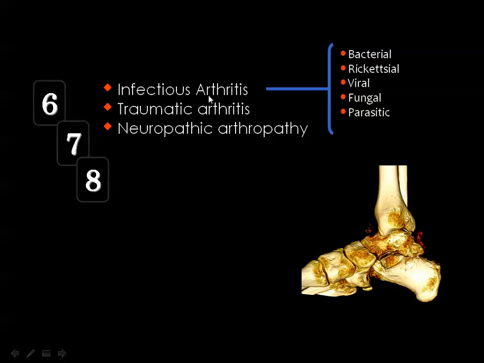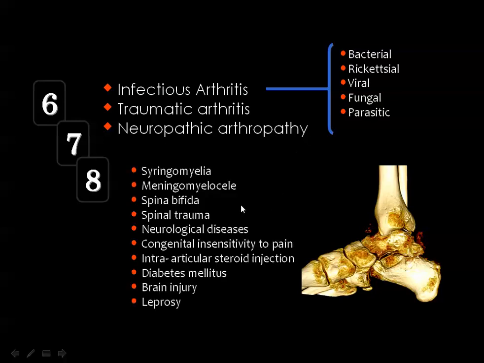Infectious arthritis or septic arthritis, whatever the etiology, will be also discussed here. Traumatic arthritis and neuropathic arthropathy or Charcot joint. These are the causes of neuropathic arthropathy, including neurological changes such as syringomyelia, meningomyelocele, spina bifida, spinal trauma, diabetes, brain injury, leprosy, and so on.